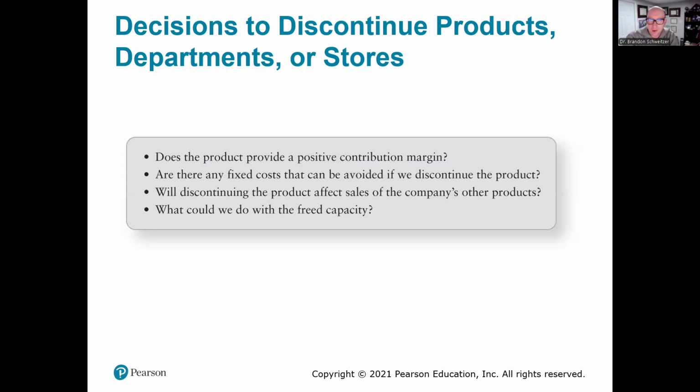Will discontinuing the product affect sales of the company's other products? Maybe the other products will increase in sales. Maybe they'll decrease. Who knows? And what could we do with the freed up capacity if we discontinue the product? We can produce more of the other products, I would think, right? But these are the questions that management needs to ask.